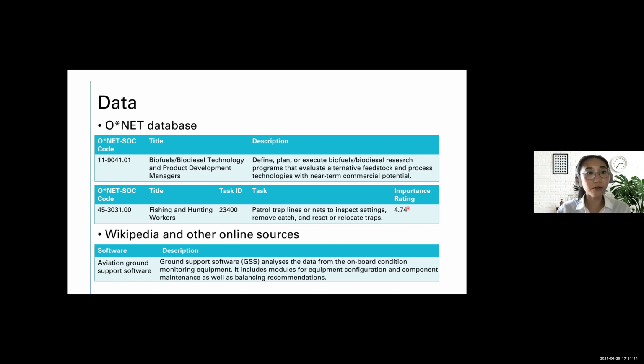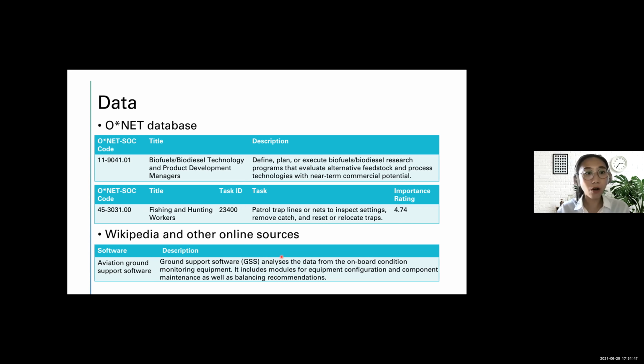It will also have a rating of the importance. And then what is not shown here is each occupation will also have a list of technology commodities that it uses. Unfortunately, O*NET doesn't provide us with descriptions of the technology commodities, so we use online sources like Wikipedia to manually fill in the blanks. So now we have the textual data on the descriptions of the occupation, the task, and the technology.